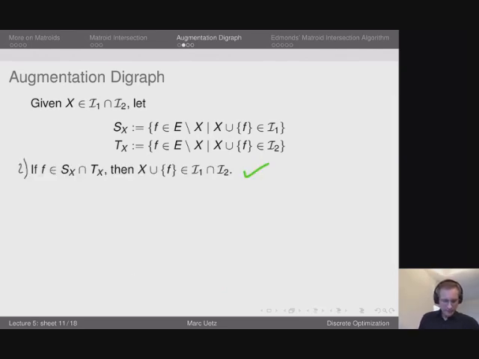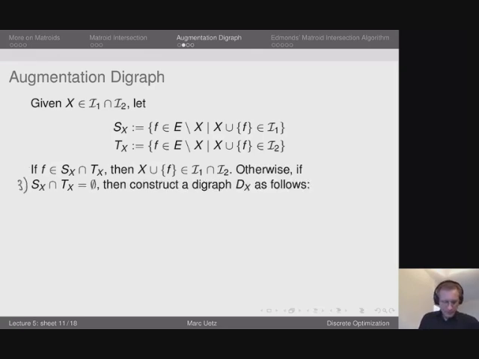Now, the second thing that could happen: if I find an element F which is contained in both sets Sx and Tx, that means I have found an element that can be feasibly added to X with respect to the first matroid and can be feasibly added to X with respect to the second matroid. Then I can just augment by this element and I'm still independent with respect to both matroids, and I'm also done.